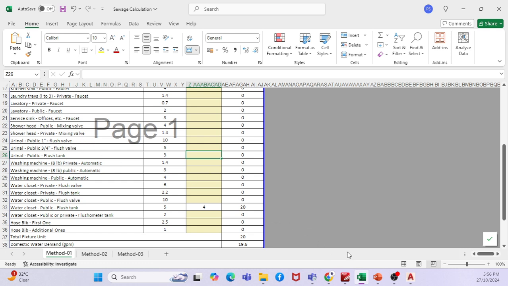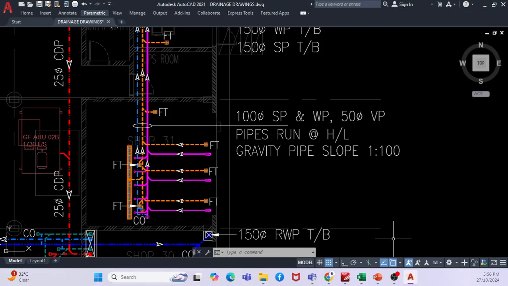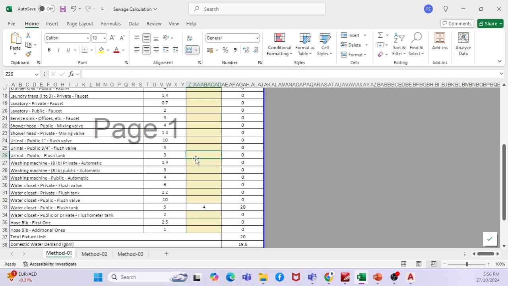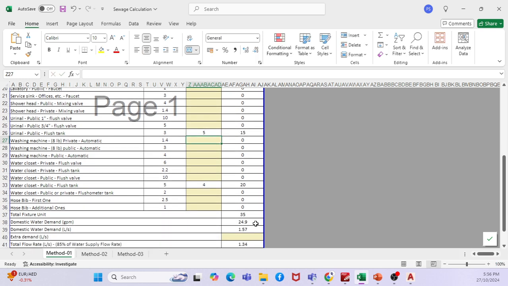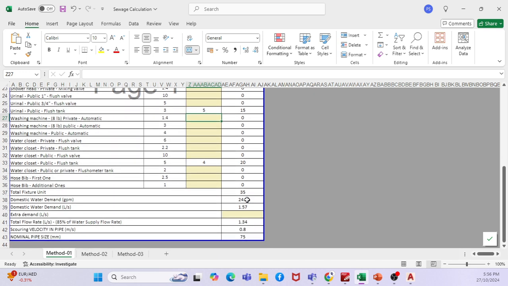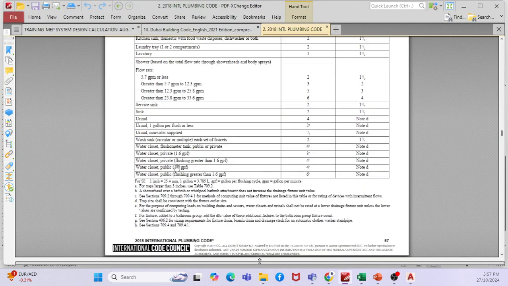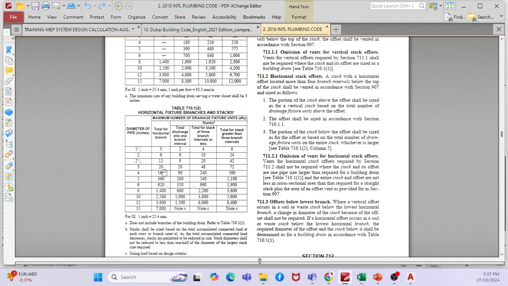So if I go to how many WC are in my project, say for example 1, 2, 3, 4, 5 WC or urinal, I will go to my Excel sheet and enter 5 urinals. So I can calculate how many DFU here. This is my total fixture unit, which is 35. If I go to the standard again, I can check what is 35. Say for example 20 to 160, I have to go with the 4-inch pipe, right?